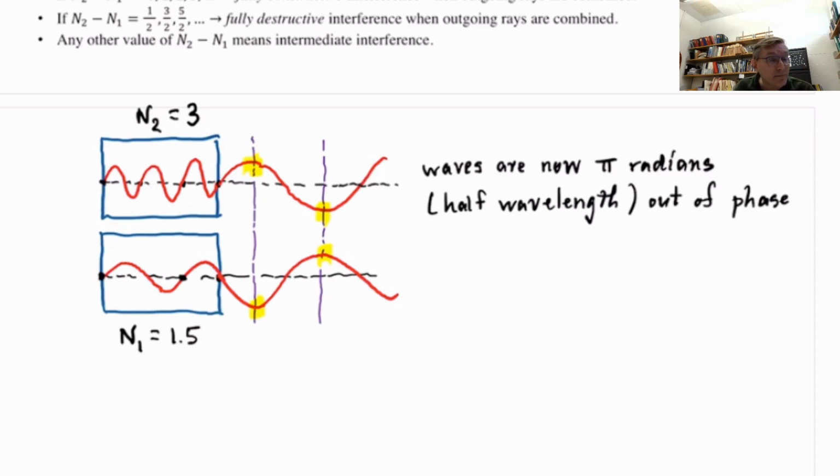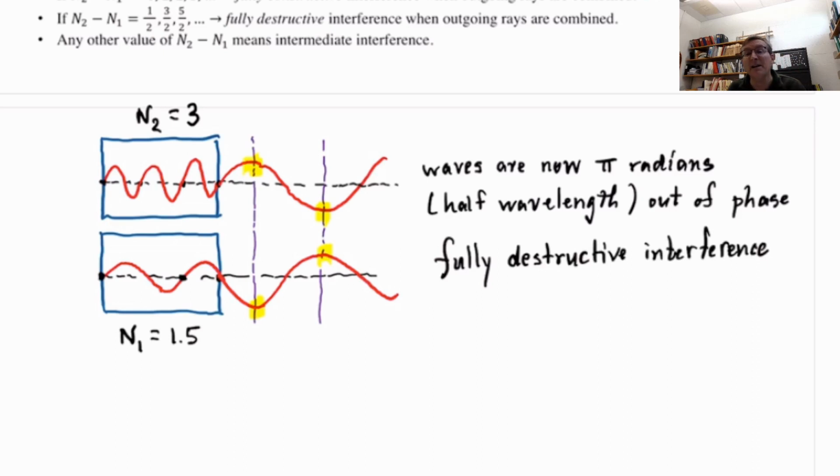And so, if we then combine these two waves somewhere over to the right by focusing them on a screen, we will get fully destructive interference. Because they're exactly pi radians out of phase. They're lined up crest to trough. And you get a cancellation effect. Okay? All because the two light waves traveled through two different materials with the different indexes of refraction, and therefore different numbers of wavelengths fit over the length L of these blocks.